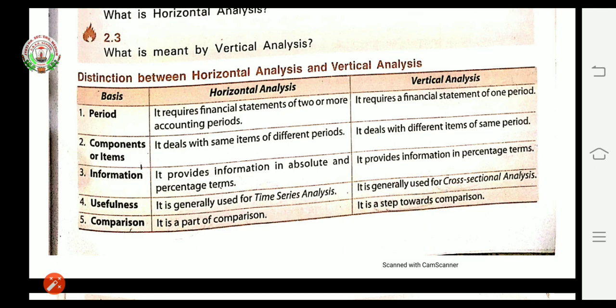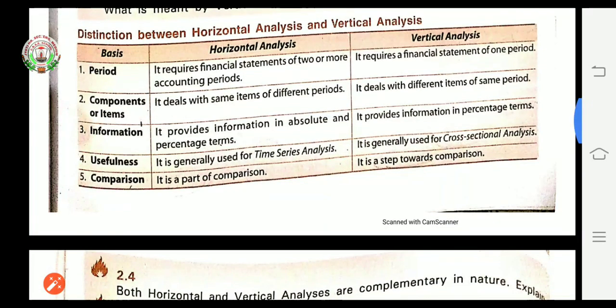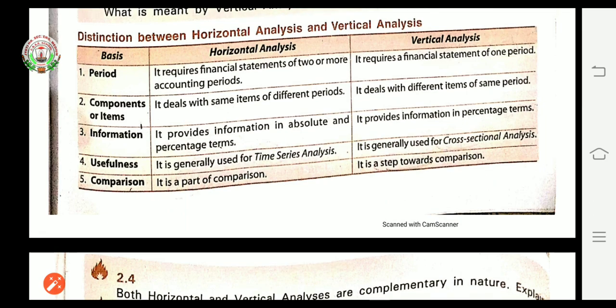Third is information. The information provided in horizontal analysis will be in absolute and percentage terms. Absolute means irrespective of positive or negative, and in percentage terms. And in vertical analysis, the information will be provided in percentage terms. Fourth, usefulness.